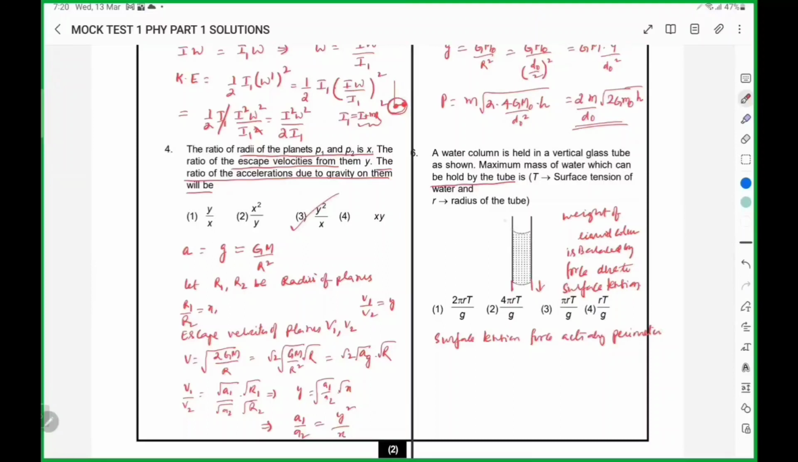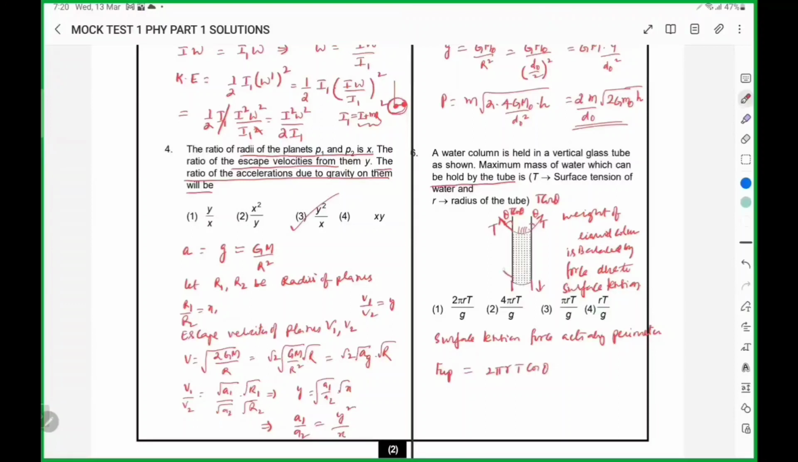So here the angle of contact is theta. Here it is tension, and this is the angle of contact. Its component is T cos theta. Everywhere it acts along the circumference. So the upward force due to this meniscus is 2 pi r into T cos theta.